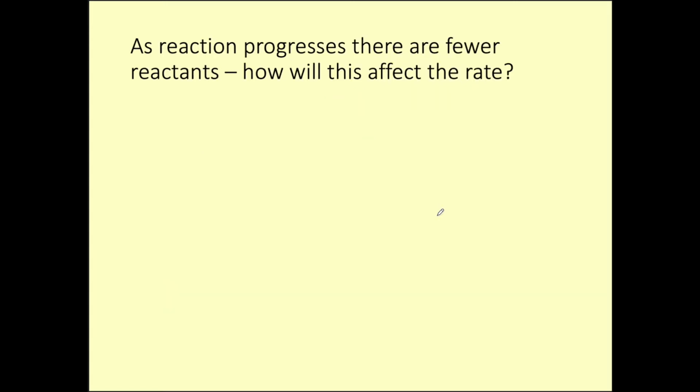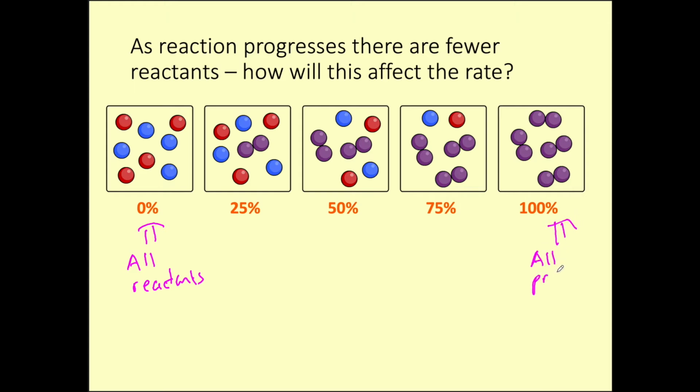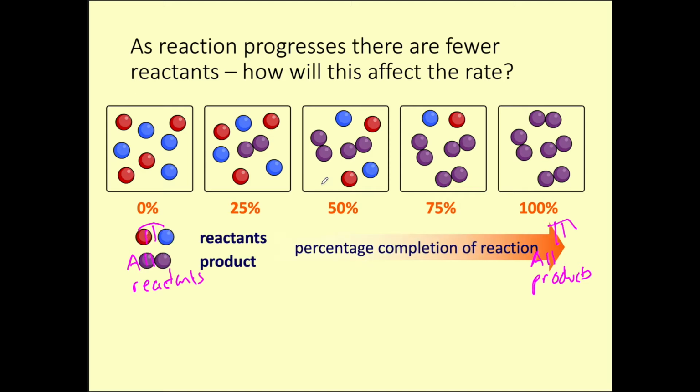Okay, so thinking about the progression of reactions, we end up having fewer reactants as we progress. So at the start here, this is all reactants, the blue and the red, whereas at the end, this is all products. And so in this reaction, you can see that we start to increase the amount of products. Now, where there are fewer reactants, there can be fewer reactions happening. So how is that going to affect our rate? So pause the video while you have a think about this.